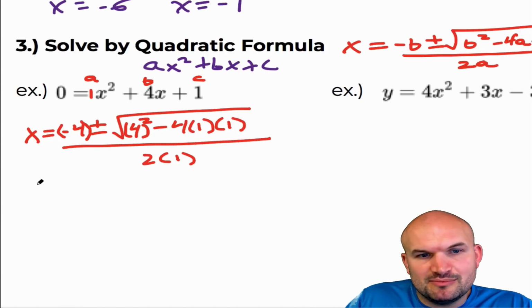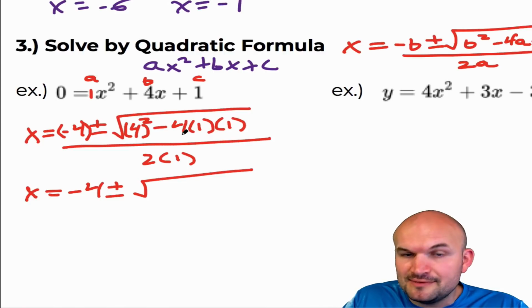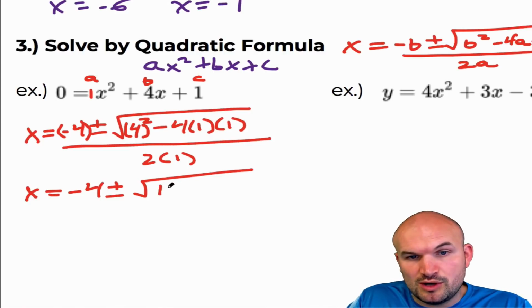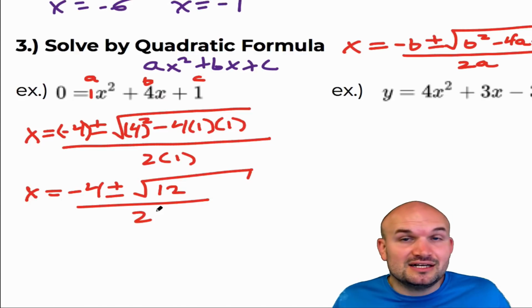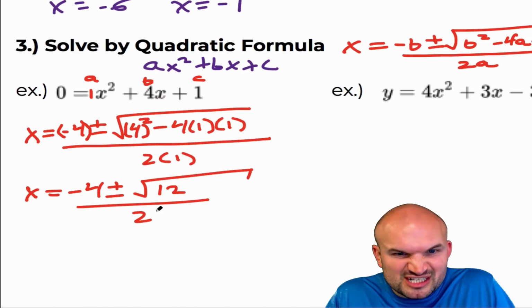So now let's go ahead and simplify this. So I have x equals, so negative 4, obviously that's negative 4, plus or minus. I'm going to do a little bit of math here. 4 squared is 16. 4 times 1 times 1 is 4. So 16 minus 4 is 12. That's kind of a really big radical symbol, so let's maybe close that off. And then divided by 2. Now, technically, you're done. That is the answer. But we usually want to simplify this.